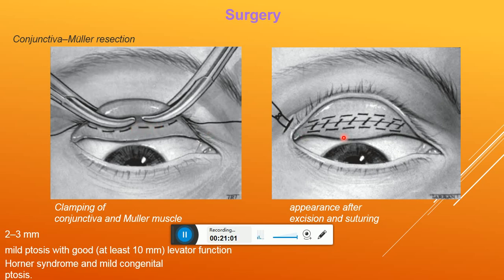So the resected edges are reattached. Here you can see. The maximum elevation which can be achieved by this surgery is 2 to 3 millimeters. So it is used in cases of mild ptosis with good levator function up to 10 millimeters. So it includes most cases of Horner syndrome and mild congenital ptosis.